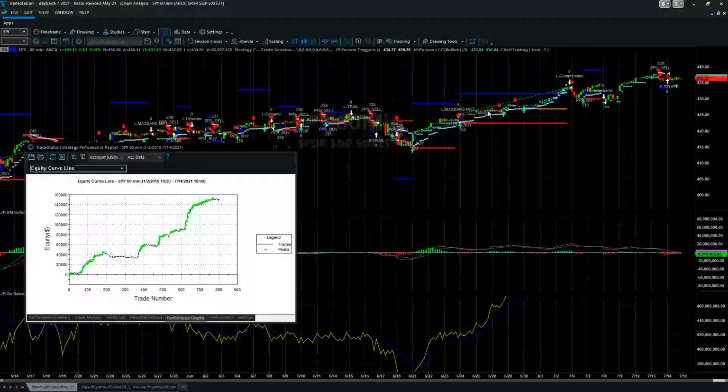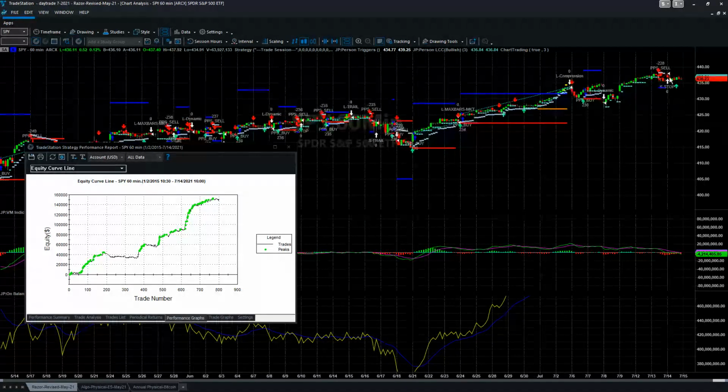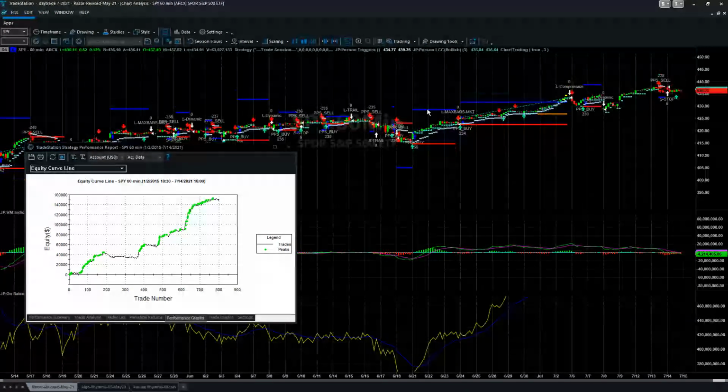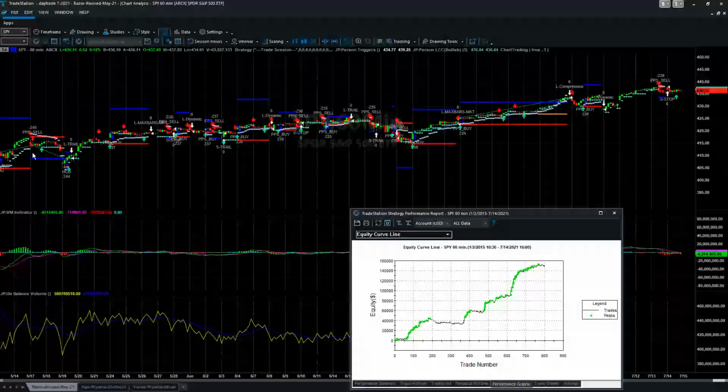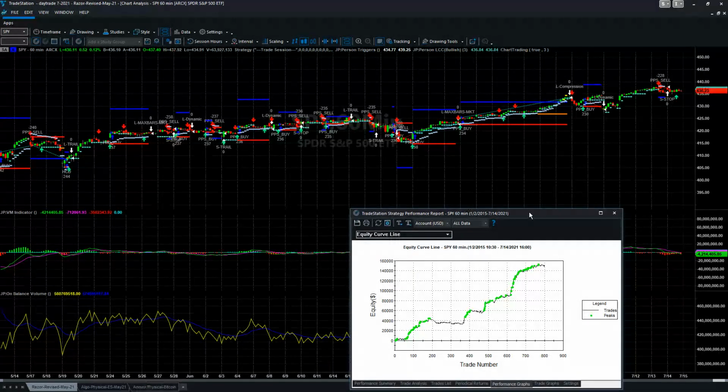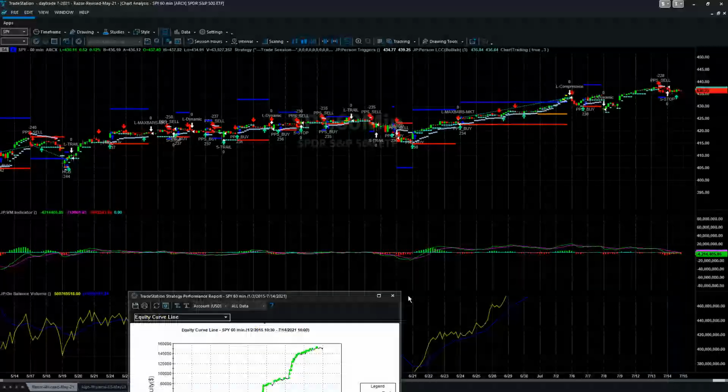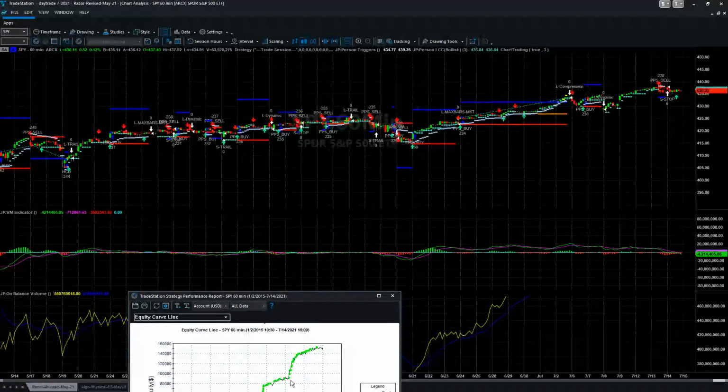Well, it caught one big long one there. It missed this last little run-up right in here. And that might be okay, because the last time I made mention about looking at a strategy, it's about making money over time, not about catching every single dip and cranny rally of the market.